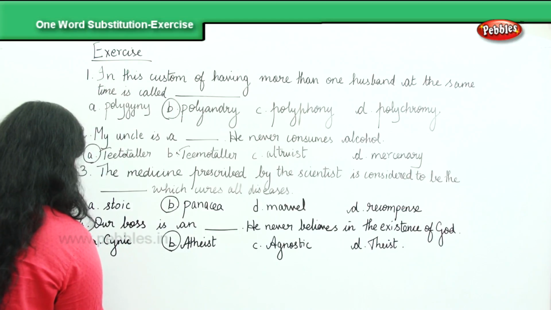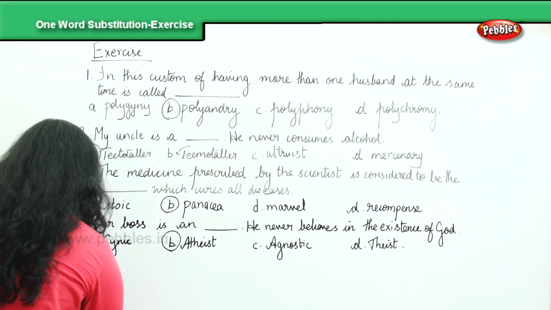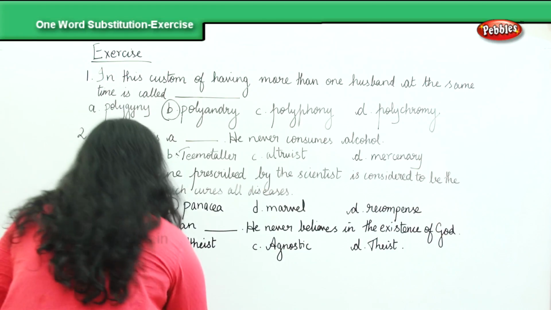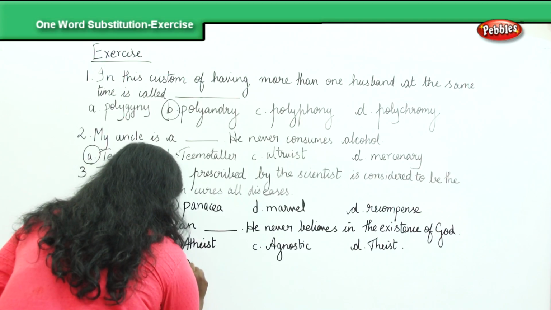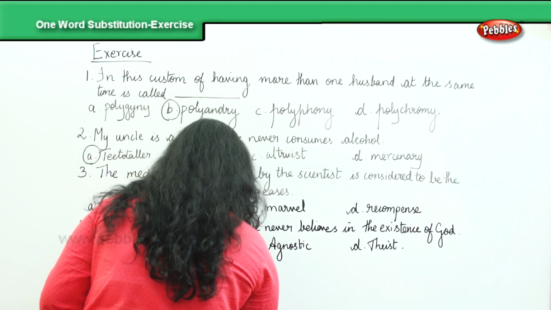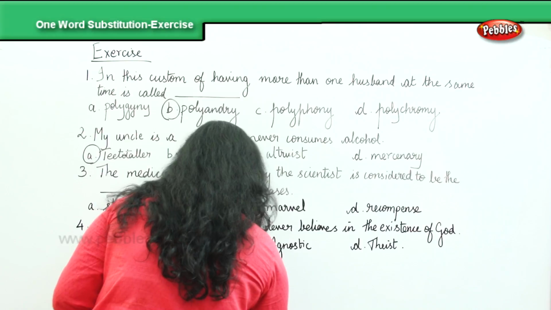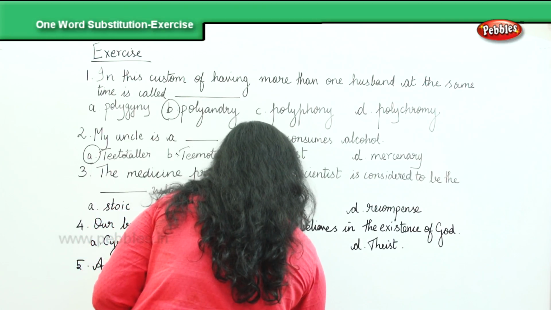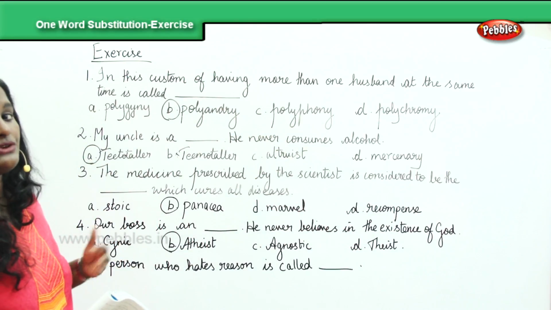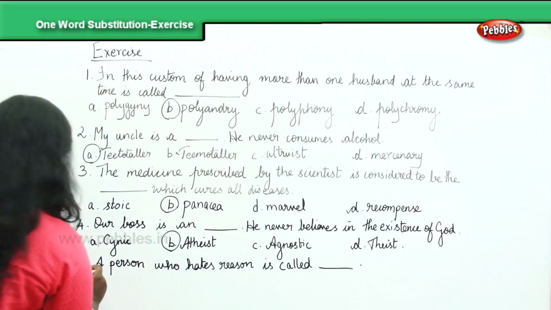Moving over to the last exercise. A person who hates reason is called dash. We are well known in giving excuses and reasons, right? So a person who hates reasons or discussions is called what? Let's move on to the options.